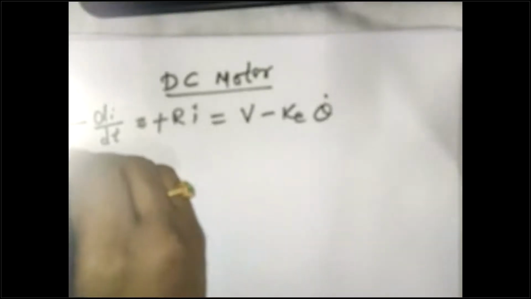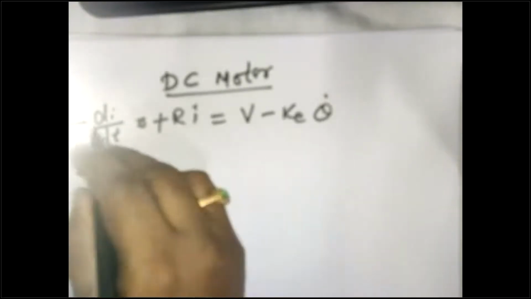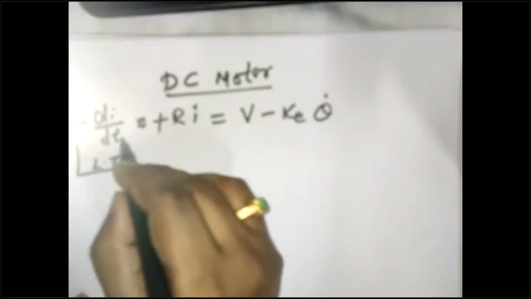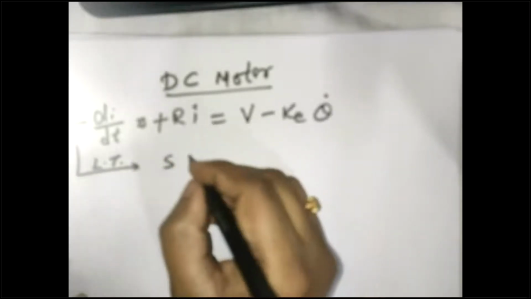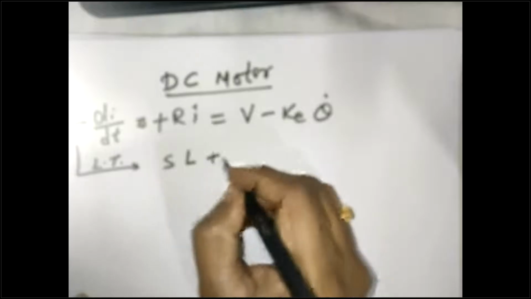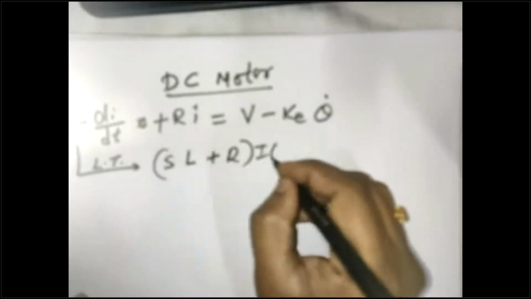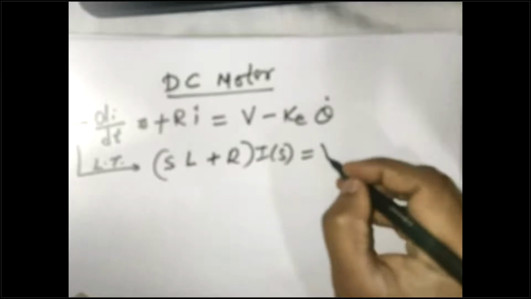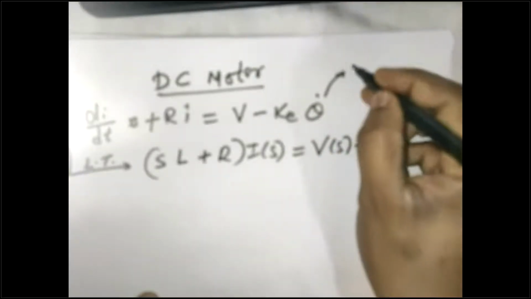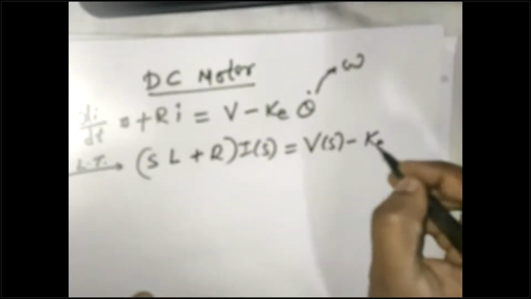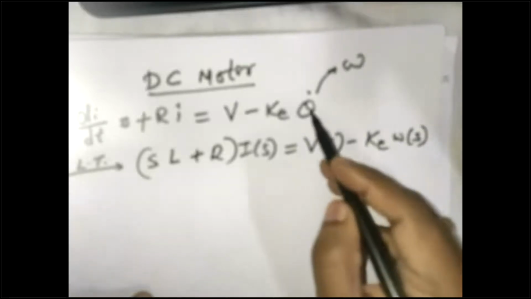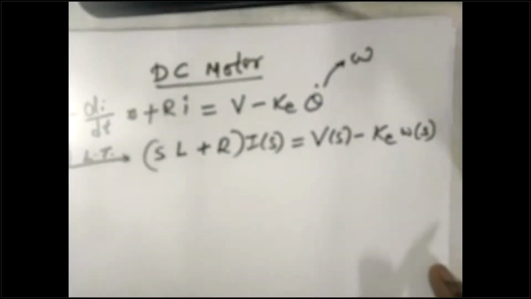The first equation, if I take the Laplace transform, all of you please be on mute. If I take the Laplace transform, then this di by dt will become s. So (sL plus R) into I of s equal to V of s minus, for the time being, I will keep it as theta dot, because theta dot is the one what I want. So this theta dot I can write as omega. So what is going to happen, this one minus Ke into omega of s, theta dot equal to omega. So that's what I have written here.